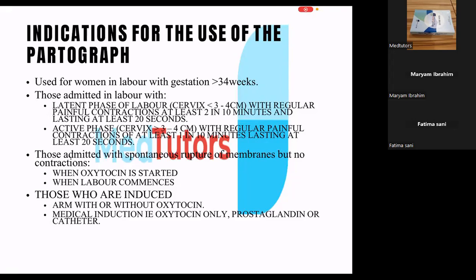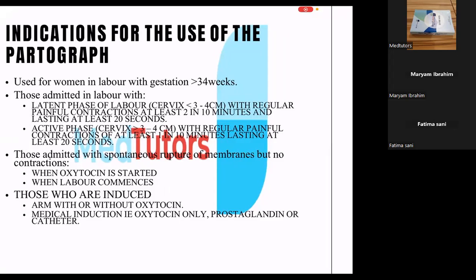And then you also open Partograph for women who you have induced when you do ARM with or without oxytocin. So the moment you do ARM, you open Partograph for them. And then women who have undergone medical induction, either with oxytocin or prostaglandin or with catheter, when you induce them and they have started going towards labor, then you open Partograph for them.